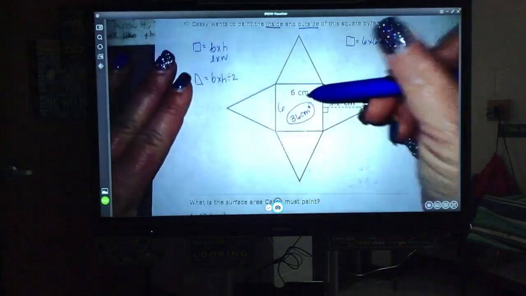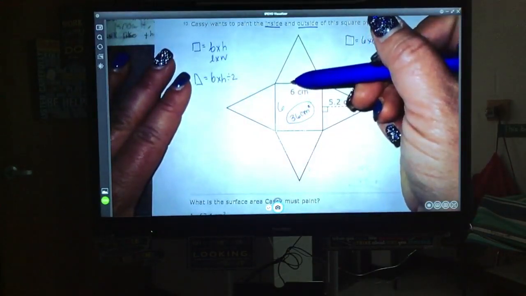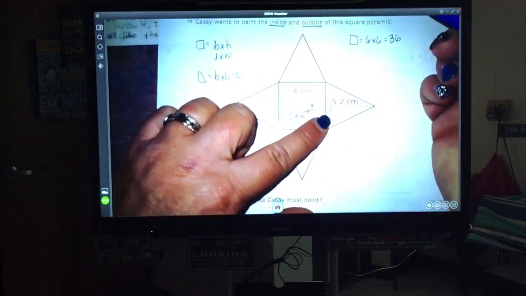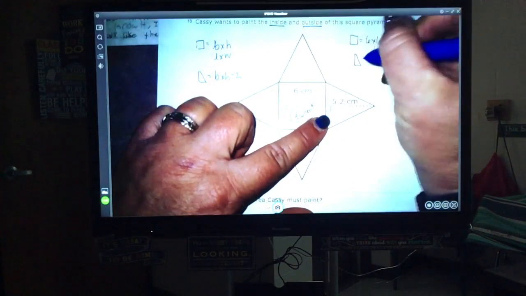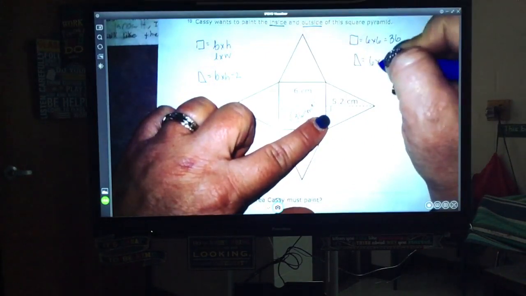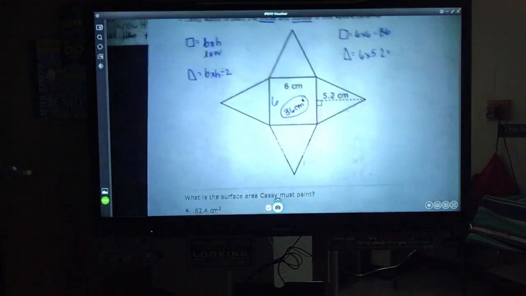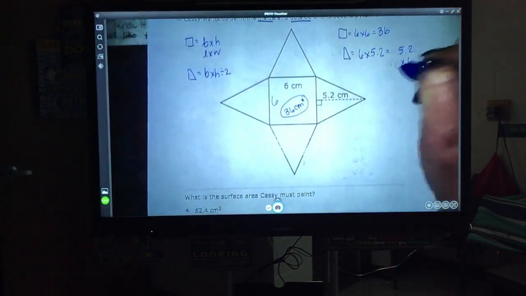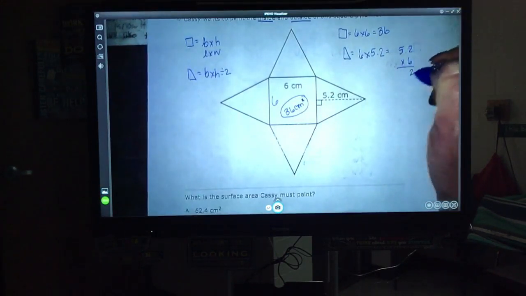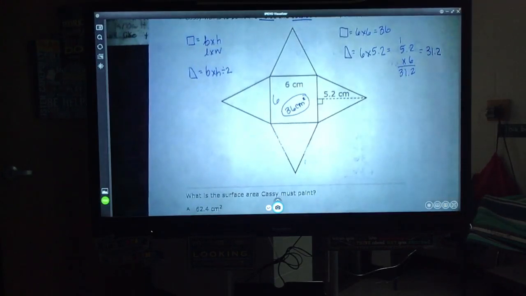Now, Mila just told me that all my sides of my square are 6, so therefore do I know my base and my height for my triangle? Yes, I do. All right, so I'm going to do 6 times 5 and 2/10. Well, what does that equal? I don't know because I can't do that vertically, so I'm going to do it this way. So I end up with 31 and 2/10.